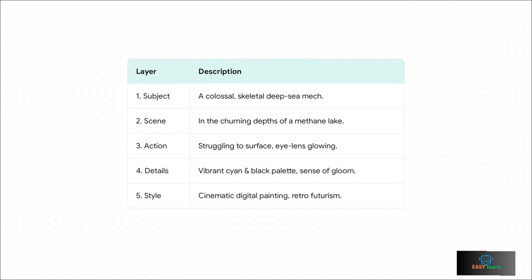And here is what that system looks like in action. Just look at how this builds from a really clear subject, a colossal skeletal mech, and then it just adds layer after layer of specific evocative detail. We've got the scene, the action, the color palette, and finally, this style. Each layer adds another crucial piece to the puzzle. What you get is a prompt that doesn't just hope for a good image, it literally engineers one.